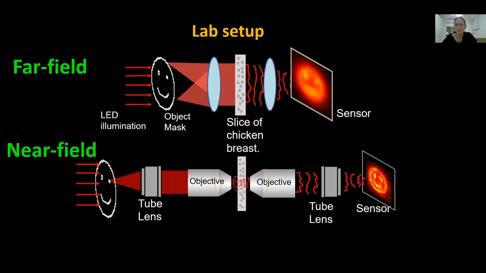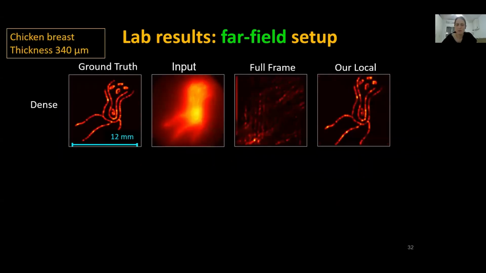Okay, so let me move to some results. We built 2 imaging setups corresponding to far-field and near-field imaging configurations, and we use them to capture speckle images of illuminator patterns occluded by chicken breast tissue layers. I'll start with results from the far-field setup, and I'll show that even in the far-field setting, if we image layers of modest thickness, the speckle patterns still have local support, and we can take advantage of it.